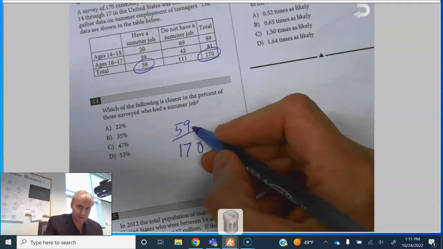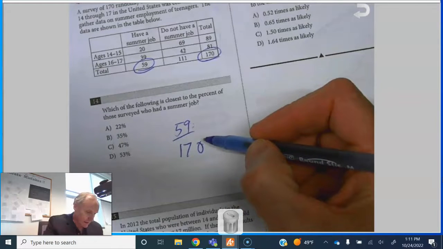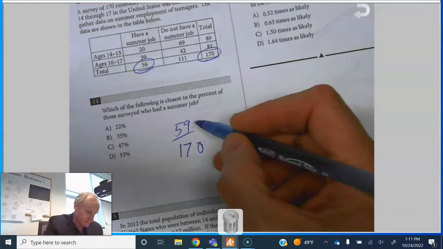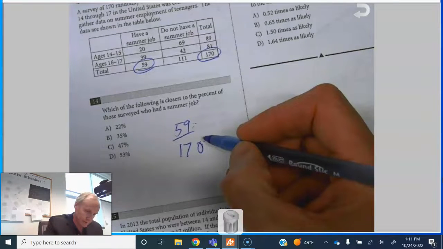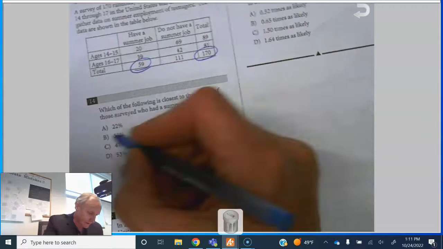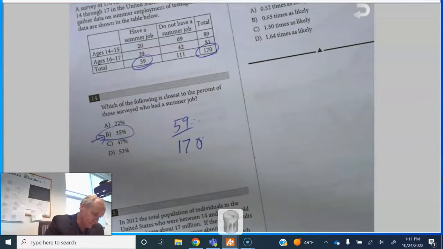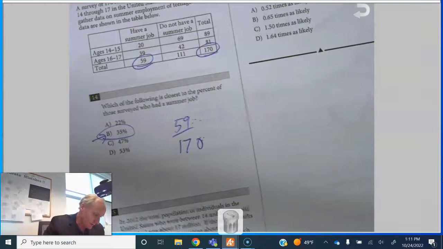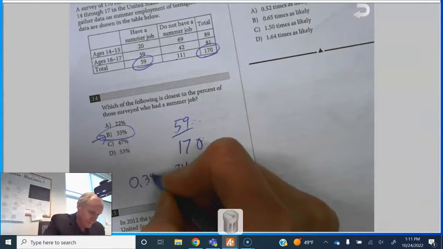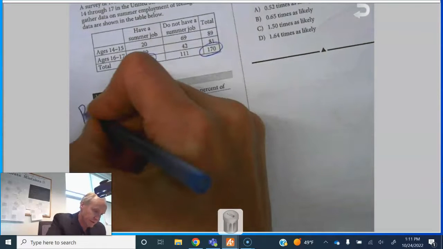Should I do it without the calculator? Probably. That is more than half, isn't it? No, less than half. And not that much less. It's less than a third. Sorry, more than a third, isn't it? It would be really close to a third. So I'm going to guess 35%. So 59 divided by 170 is 34.7. I got 0.347, which is 34.7%. And to the closest percent is B, absolutely certain.